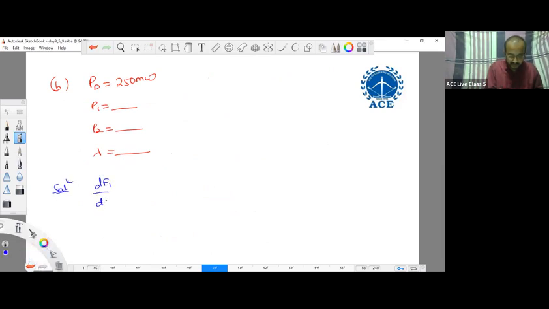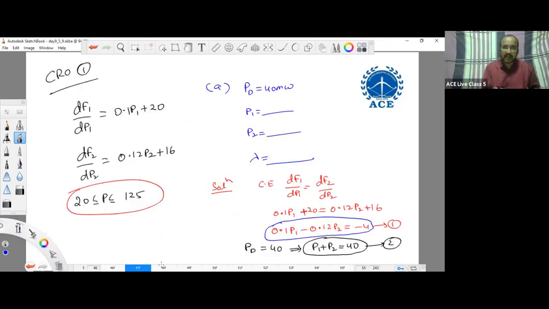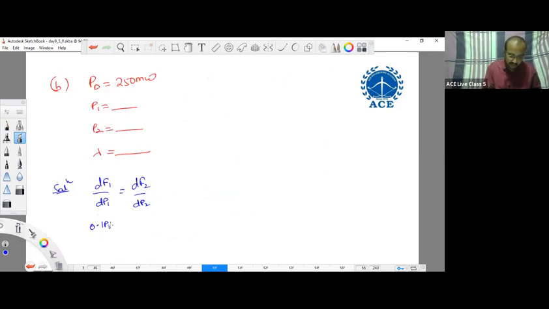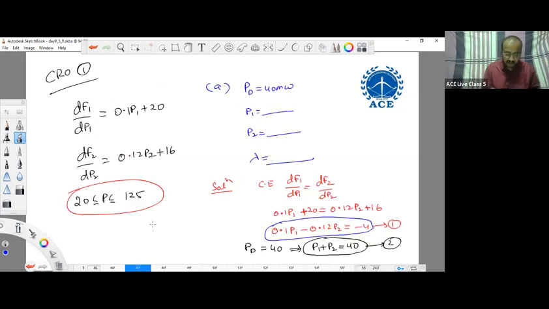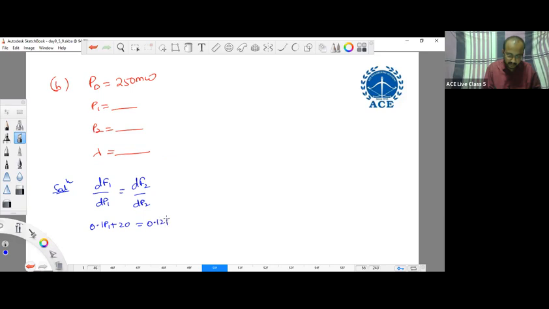dF1 by dP1 must be equal to what? dF2 by dP2. dF1 by dP1 equals dF2 by dP2. Here dF1 by dP1 is given as 0.1 P1 plus 20. What about dF2 by dP2? 0.12 P2 plus 16. Here 0.1 P1 minus 0.12 P2 is equal to minus 4. This is equation number 1.